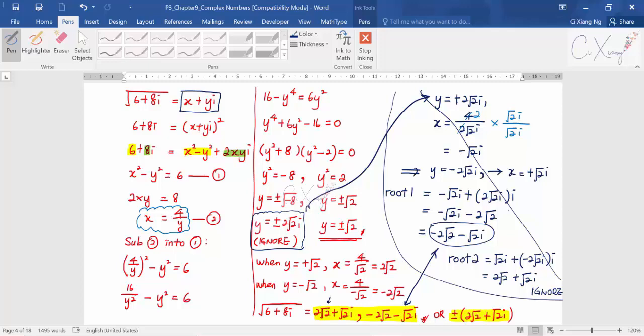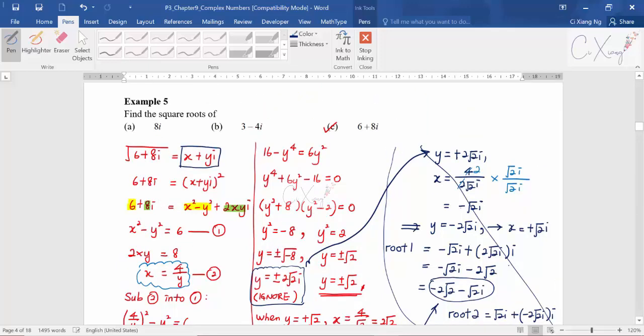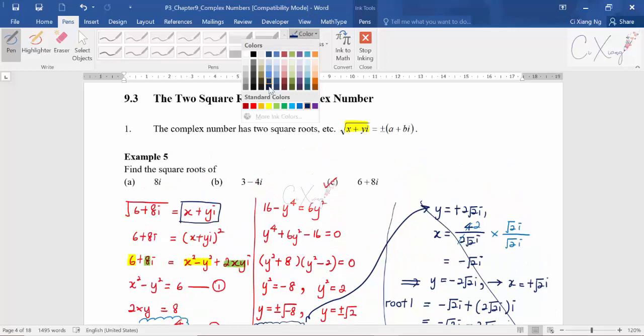Okay, so this is how we find out the square root of a complex number. I hope that you have the idea how to do it. It is not hard actually, just that the step is a bit longer only. So I want you to have a try for part A and also part B on your own. I will only give you the answer.